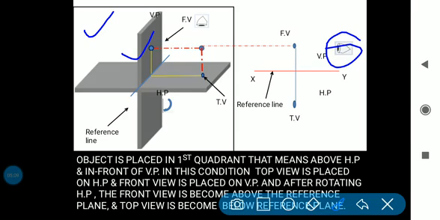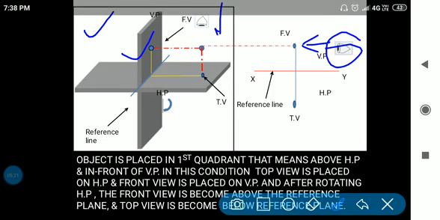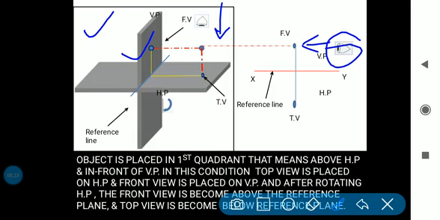The observer sees the object from the front side on the vertical plane, and this is called the front view. When the observer sees the object from the top side, the observer sees the object on the horizontal plane, and that is called the top view. After that, when this plane moves through 90 degrees, these two planes, the vertical plane and the horizontal plane, create a reference line.